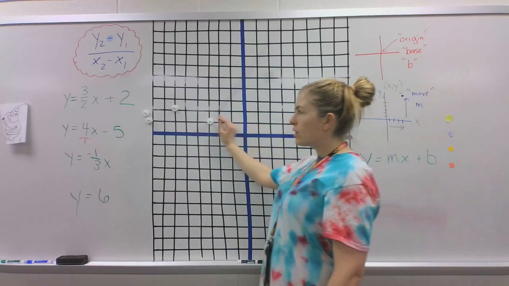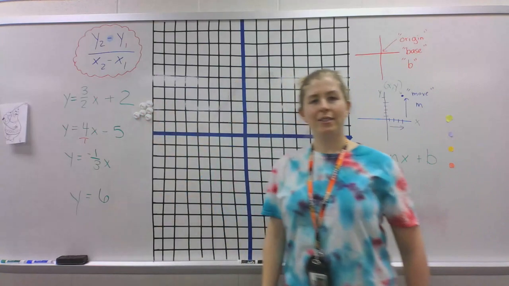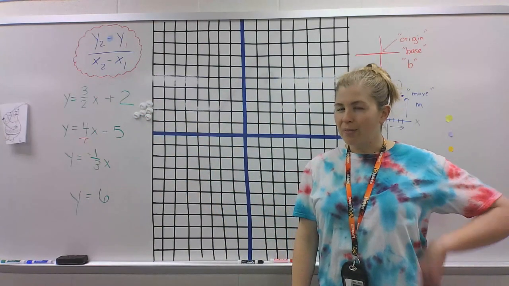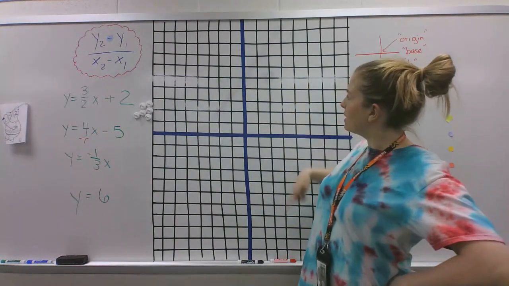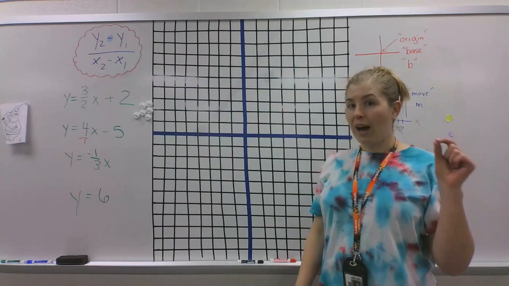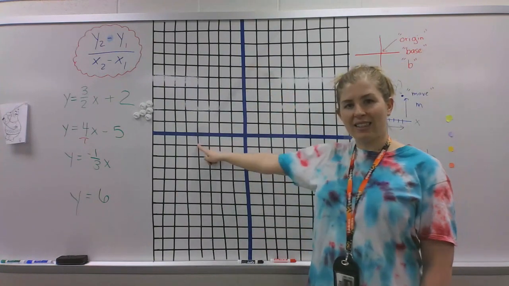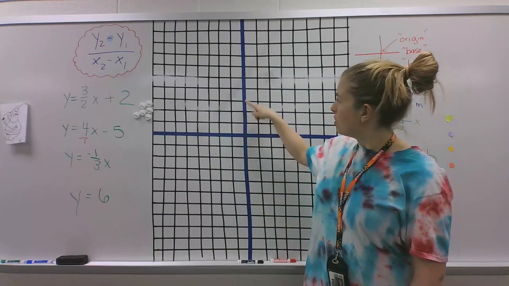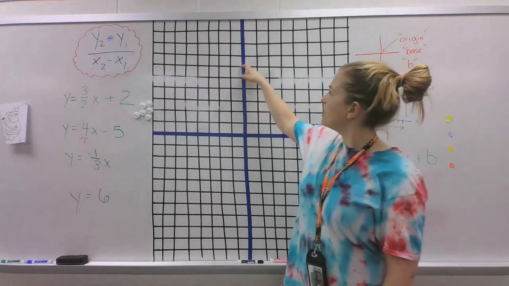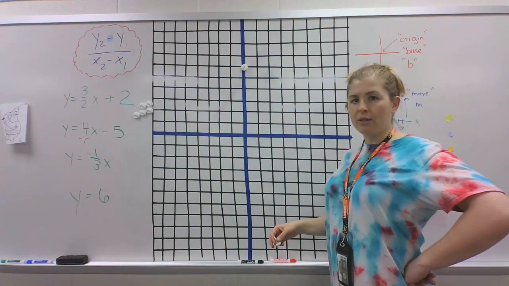Last one. This is a tricky one. So what are your thoughts on y = 6? It's not in slope-intercept form. There's no x. But does anyone know what points on this graph where y = 6? Remember, this is the y-axis and this is the x-axis. So y = 6. 1, 2, 3, 4, 5, 6. y = 6 there. Where else might y = 6?